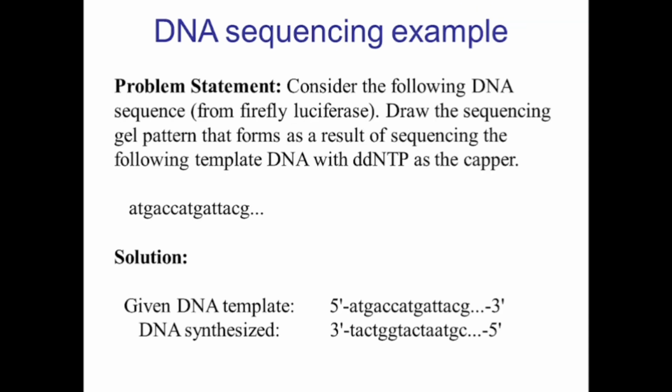Now an example of DNA sequencing. Consider the following DNA sequence. Draw the sequencing gel pattern from the result of sequencing the following template with ddNTPs as the terminators. Solution: the DNA template runs in the 5' to 3' direction, and the synthesized DNA runs in the 3' to 5' direction.